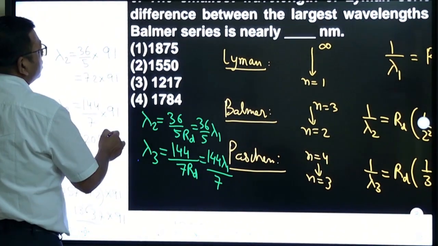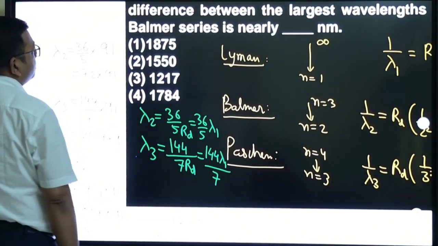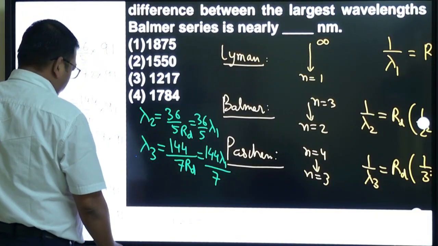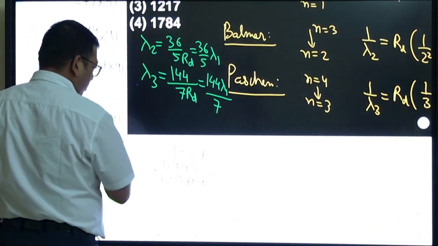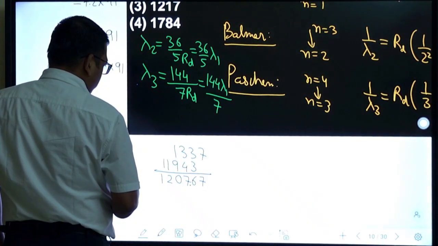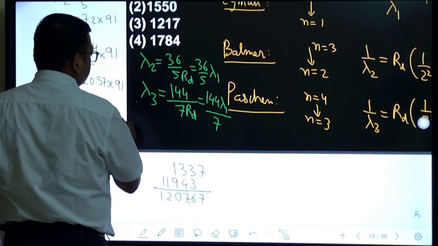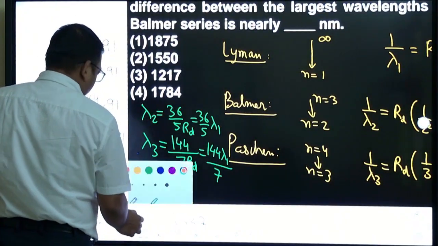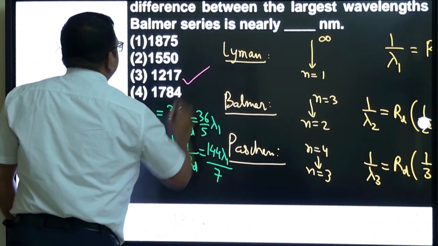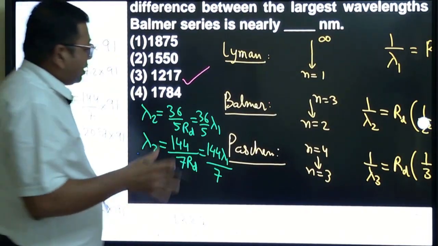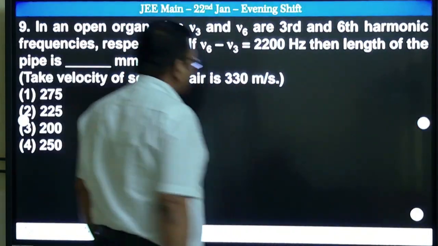Check that. 1207. I think you can check this. 1207 or 17. Here 07. Maybe this is 17. Okay. Let us go for option number 3. Okay, so calculation is there. Let us move to the next question.